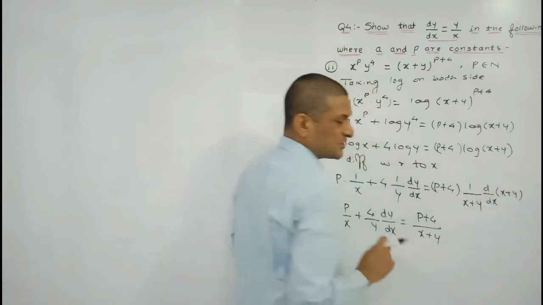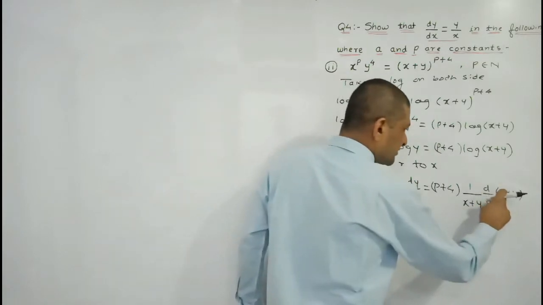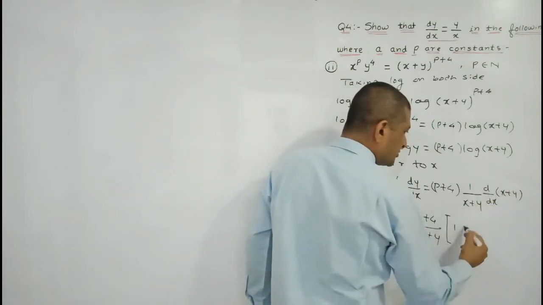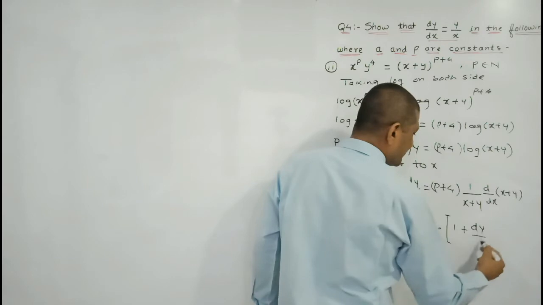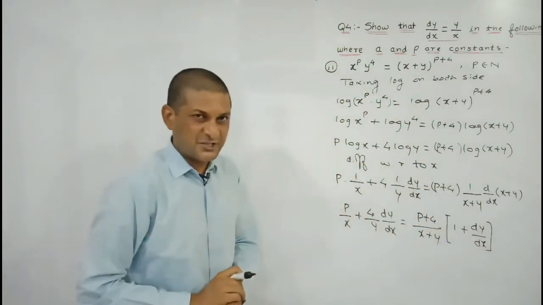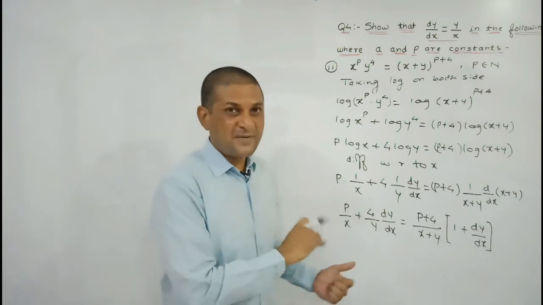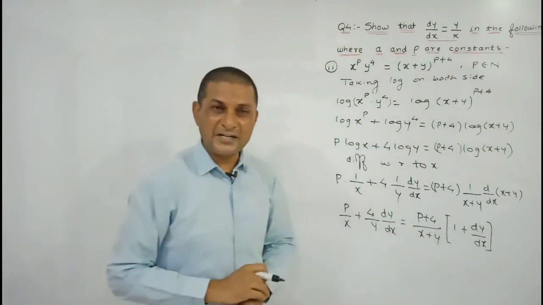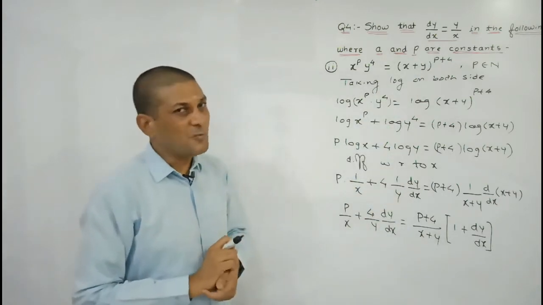Now we are finding its differentiation. What is the derivative of x? The derivative of x is 1. The derivative of y will be dy by dx. So now the differentiation is completed. Every term is differentiated. Now we only have to simplify this equation to get our required result, that dy by dx is equal to y by x.